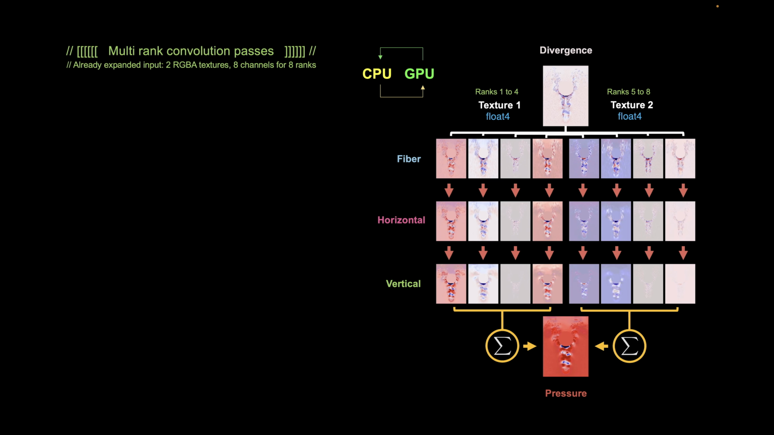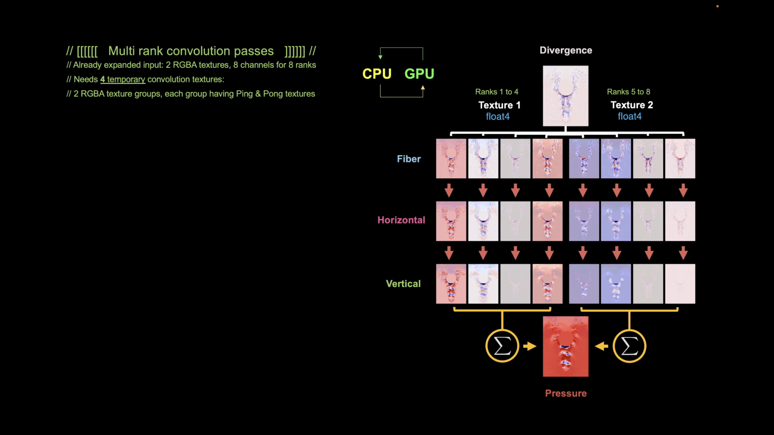First thing we need to do is to expand the single channel divergence into 8 channels for 8 ranks. This means we need to copy its values into 8 channels in 2 RGBA textures. We also would like to minimize the read-write latency on the GPU side, so we need to use a ping-pong method where we swap the ping and pong on the CPU side at each turn.